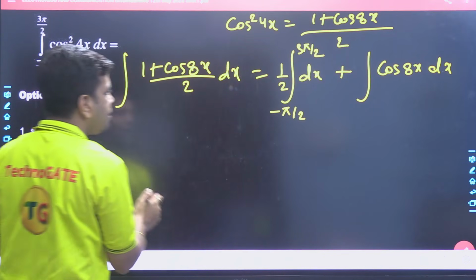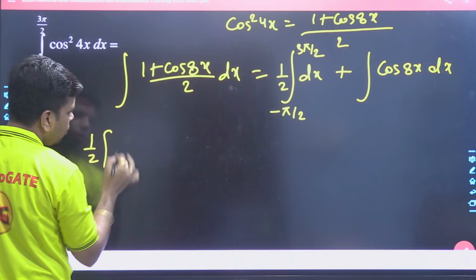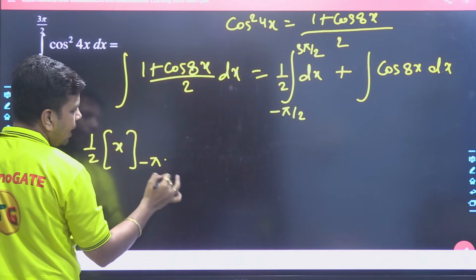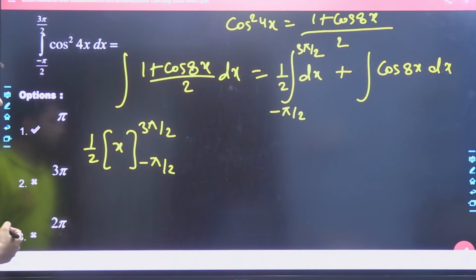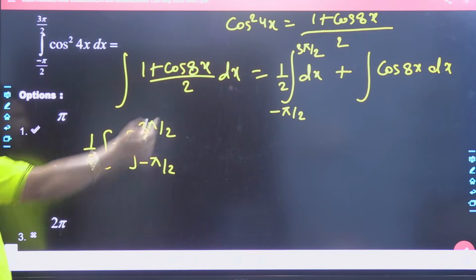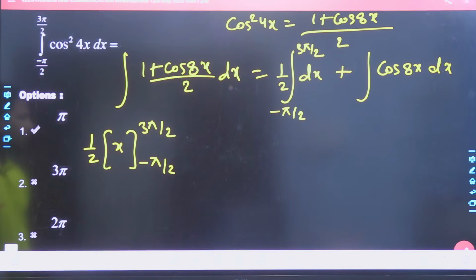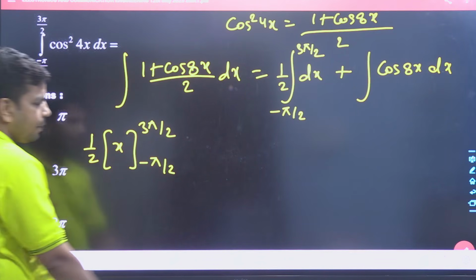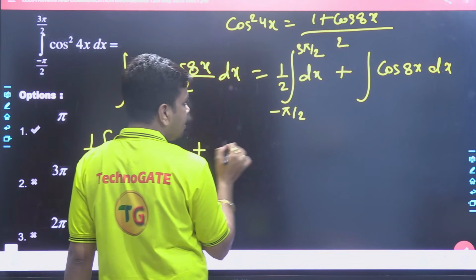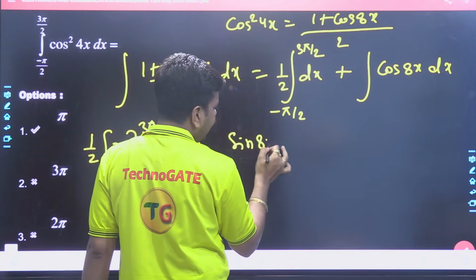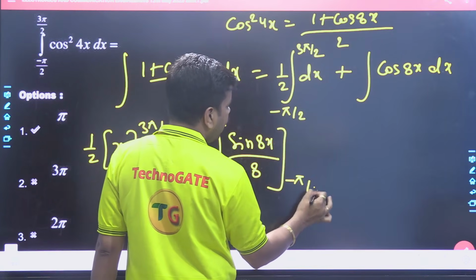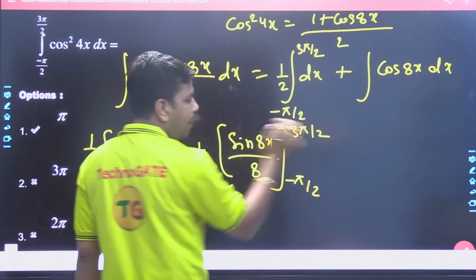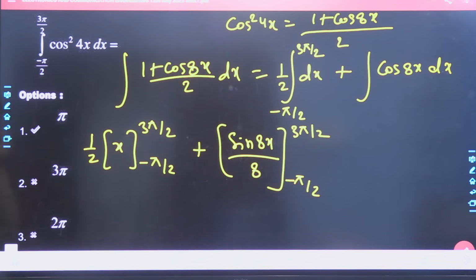So for this it is simply x. So 1 by 2 x, limit minus pi by 2 to 3 pi by 2. Integration of that cos 8x is what? Sin 8x by 8. So plus sin 8x by 8, and the limit is from minus pi by 2 to 3 pi by 2. Now just put up that value.